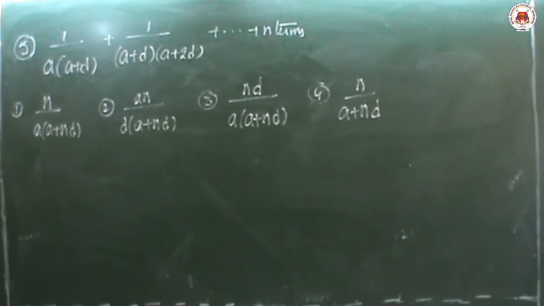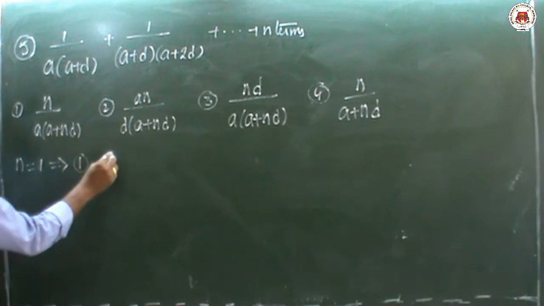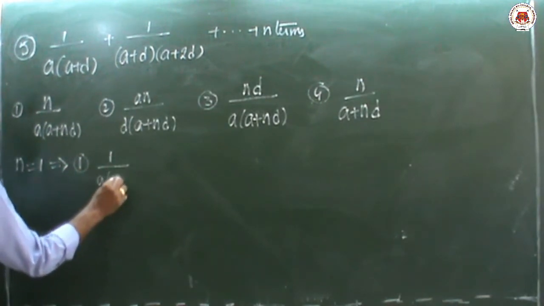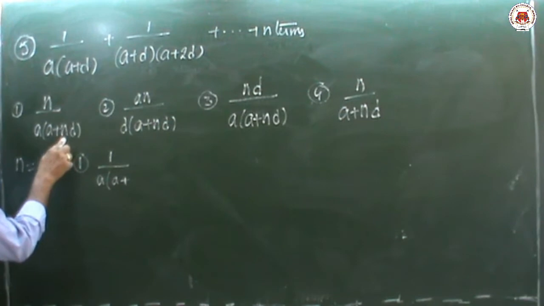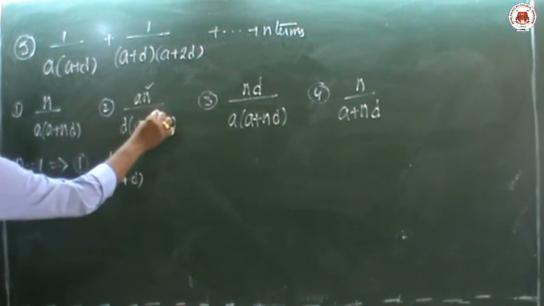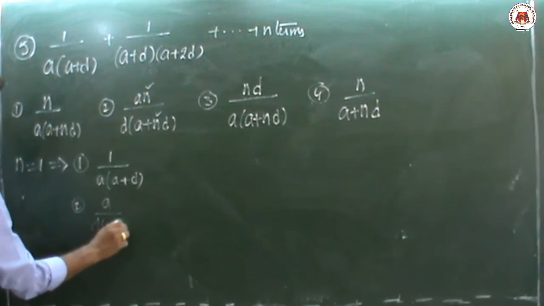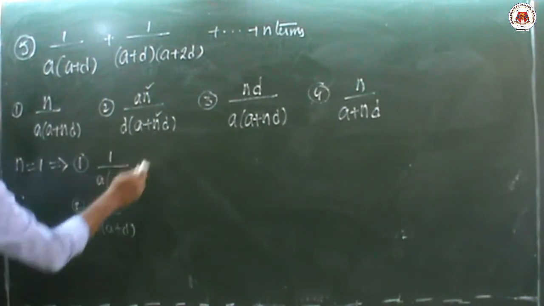Same story. First of all we take n equal to 1 and substitute in the options. From the first option, in the place of n write down 1: 1 by a into a plus 1 into d, so this is the option. Next, the second option, in the place of n write down 1, we get a by d into a plus d, because 1 into d.